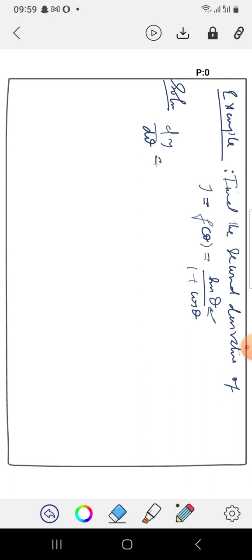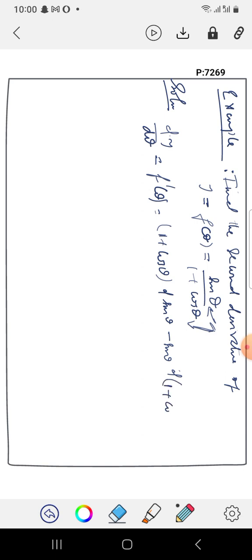All right. Equals f prime theta. That is the first derivative, which in this case is of course a quotient problem. So it's going to be 1 plus cos theta d sine theta minus sine theta d 1 plus cos theta, everything over 1 plus cos theta all squared.